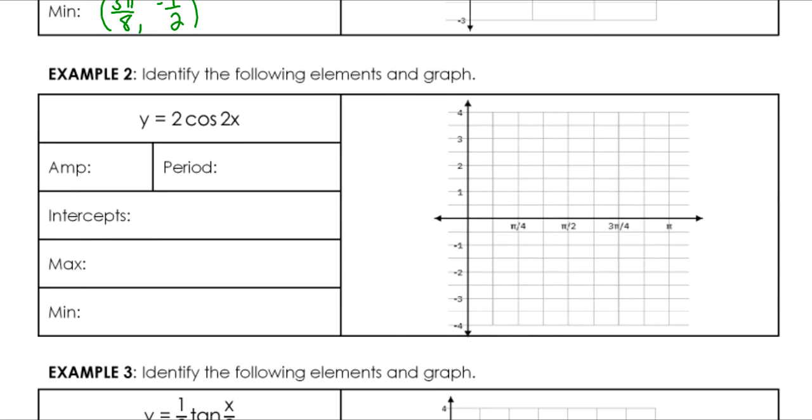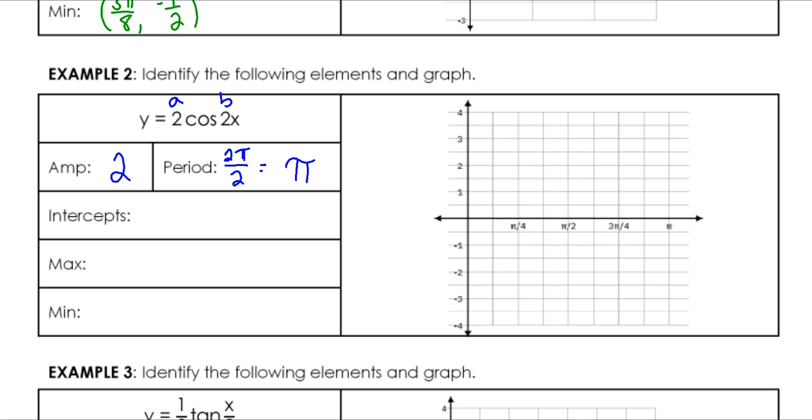Okay, let's look at a cosine example now. So again, 2 is our A and 2 is our B. So we're going to use that to help us here. All right, so in cosine, our amplitude is still the absolute value of A. So our amplitude is going to be 2 now. And our period is going to be 2 pi over that B value. And so that's going to leave me with a period of just pi. So it is going to complete one whole cycle in pi.